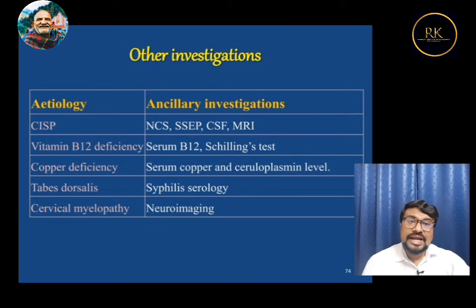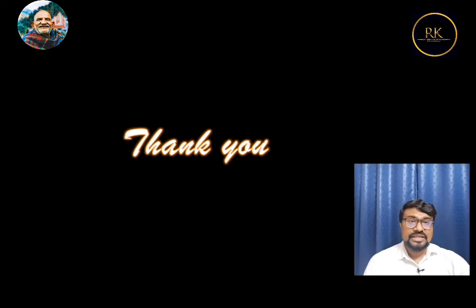And for CISP, chronic immune sensory polyradiculopathy, we can look for SSEP and CSF as well as nerve conduction studies. Thank you for watching my lecture.